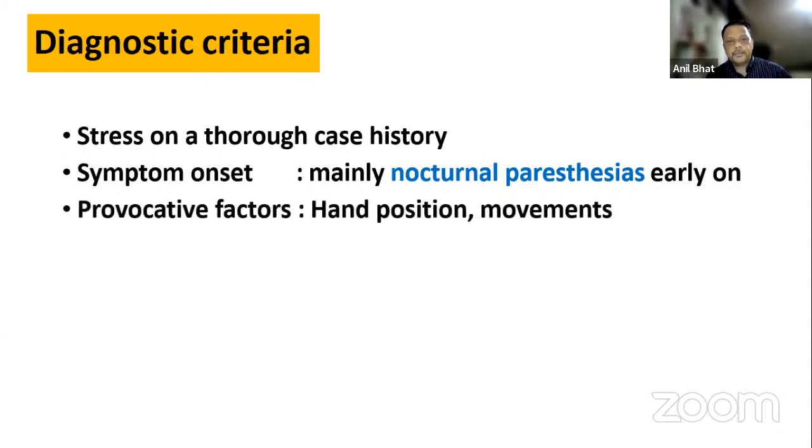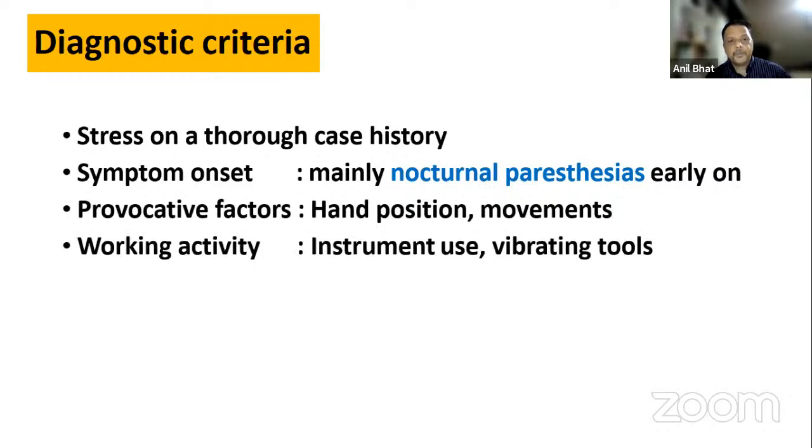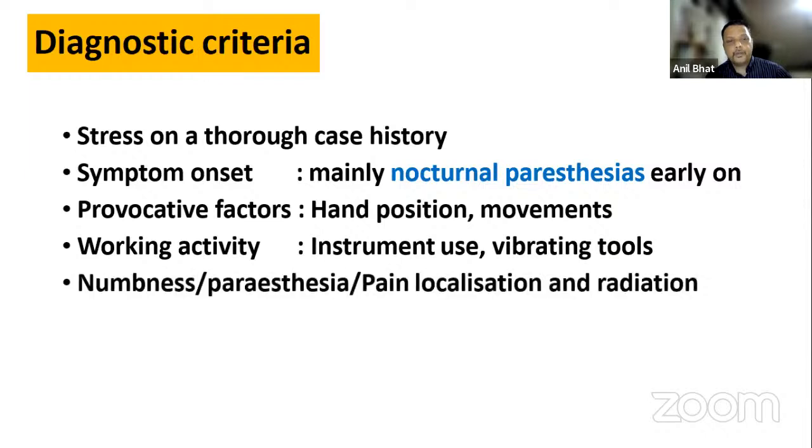Provocative factors in terms of hand position and movements, especially for certain occupations, you need to ask. What instruments are used, what vibrating tools, so working activity needs to be probed into. And where is that numbness? Where is the paresthesia? Where is the pain? And what is the duration and radiation of this? Very, very important, especially if you're dealing with some other condition apart from carpal tunnel. So you should assume that it is something else if at all the patient is not showing very classical symptoms and signs. Be very careful on this.